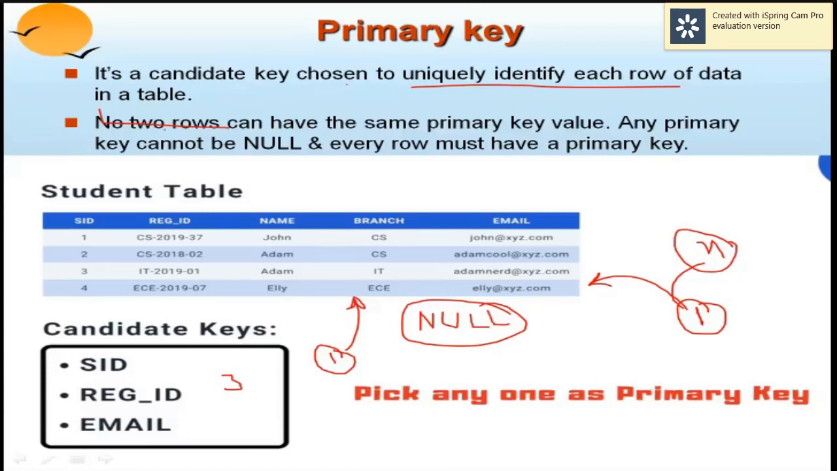So no two rows can have the same primary key values. It's already clear that attributes will not be repeated, right? Then obviously no two rows will have the same primary key. There's only a chance of having one primary key, and any primary key cannot be null.